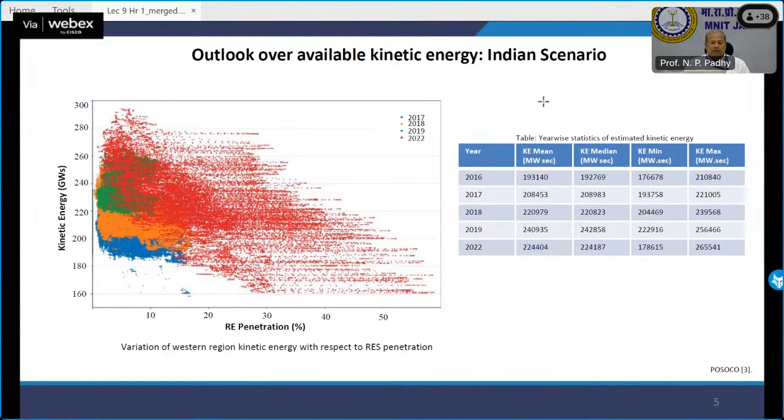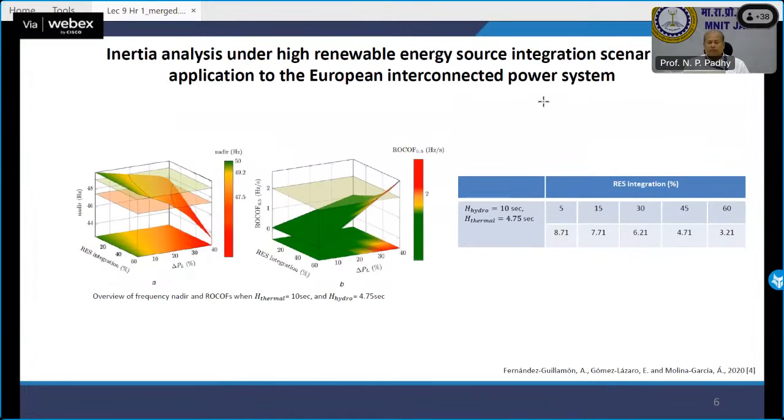And we now can say our outlook over available kinetic energy. There is an Indian scenario. So we could see because of renewable energy penetration and kinetic energy, we could see that over a period of time, there are a lot of drastic variation that happens within the year 2017, 18, 19, 20, 22. So as we increase the renewable penetration, we could see that the kinetic energy is slowly getting reduced.